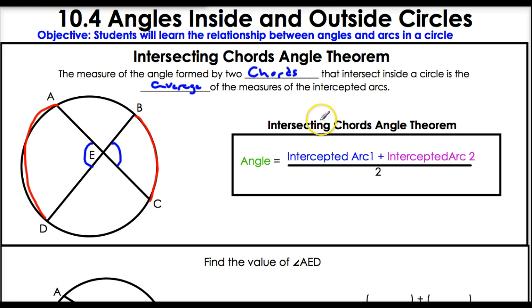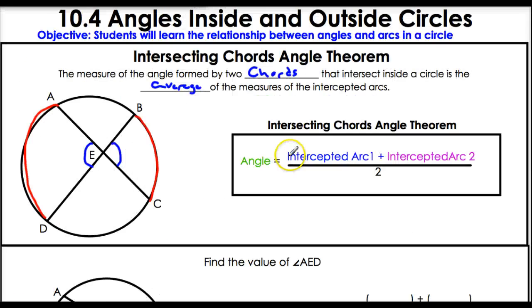So here's your basic formula. The angle on the inside, the angle formed by the two chords, is equal to the intercepted arc 1 plus the intercepted arc 2, divided by 2. So you're taking the average of the two. This is going to be your formula that we're going to be going back to today for this theorem. So just keep it in your pocket because it's going to help you out a lot.